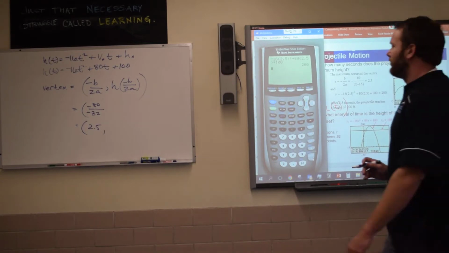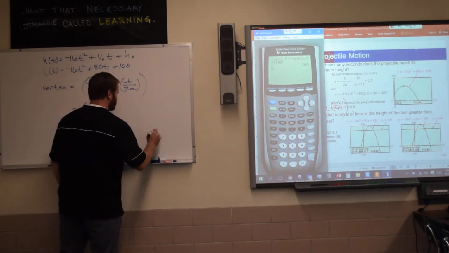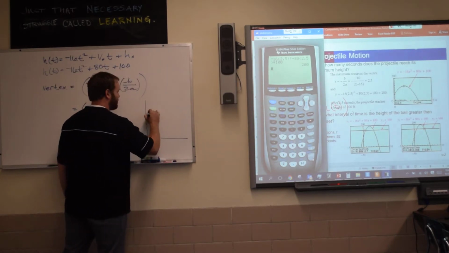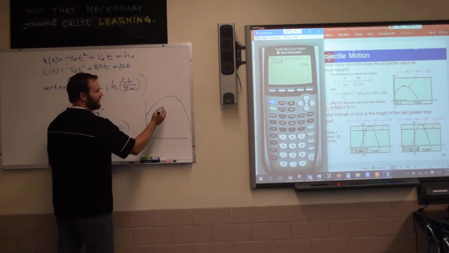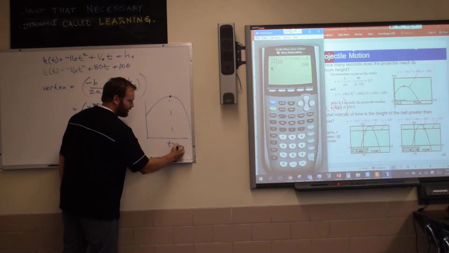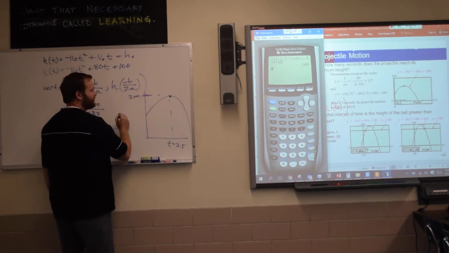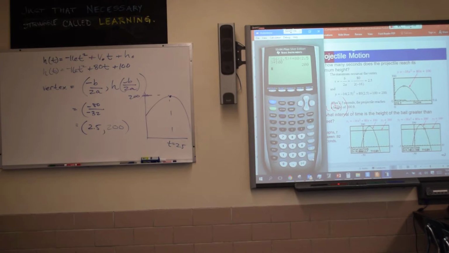So the vertex of this curve, which looks something like that, this highest point, is at a time value of 2.5, and it's at a height of 200. Does that make sense to everyone? Okay.